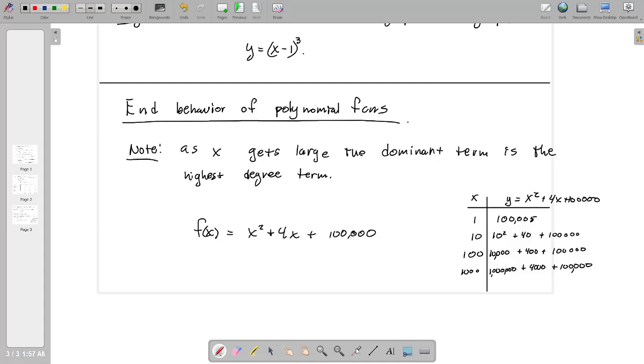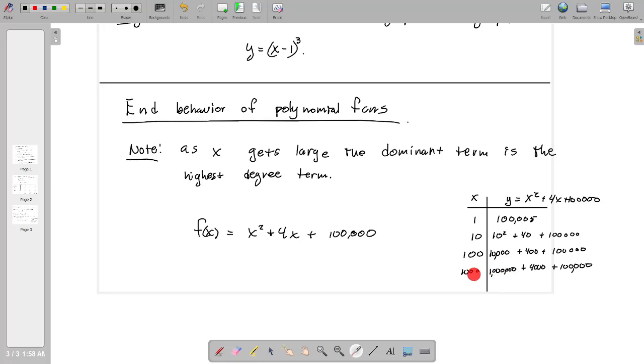Now hopefully you see, as x is increasing, this x squared term is increasing faster than x because of the square. The x term is increasing at the same rate as x. If x is 10, we get 40. If x is 100, we have 400. If x is 1,000, we have 4,000. This term is growing at relatively the same rate as x, but the x squared term is growing even faster than x. And we can see here now that 1 million is the dominant term. And we're only at x equals 1,000.